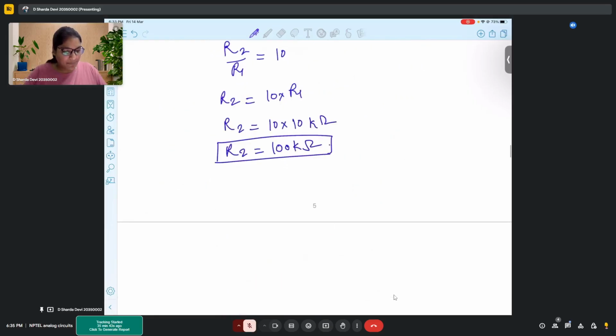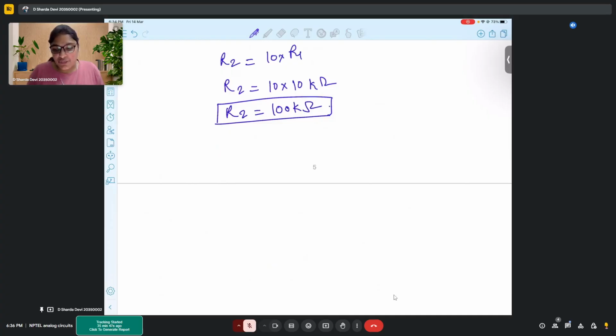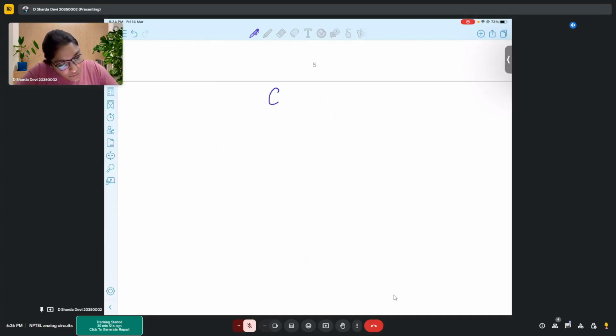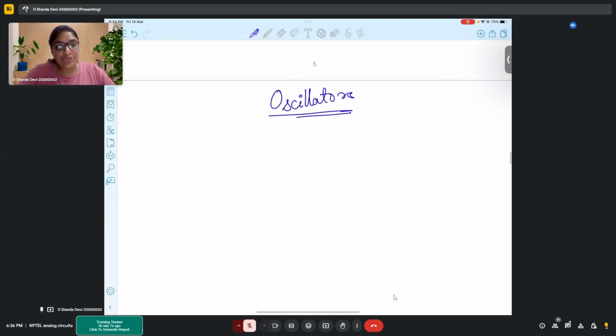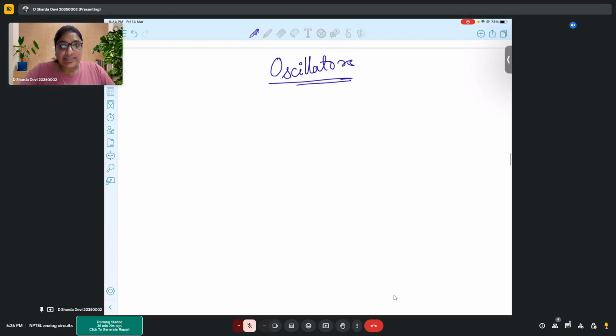Okay, so these were the problems for filters. Now let us move on to a new concept of oscillators. Till now, the circuits that we have seen were amplifiers and filters, right? We said that amplifiers are used to provide gain to the signal, and filters are frequency selector networks. Now, when we talk about oscillators, if I talk about the design of an oscillator, an oscillator actually consists of an amplifier followed by a frequency selective network.